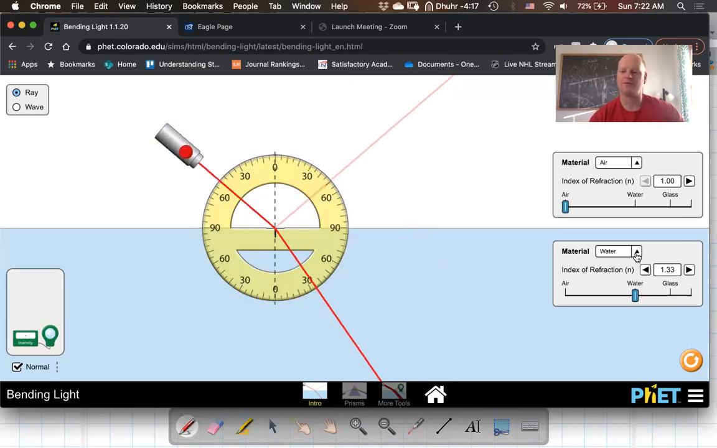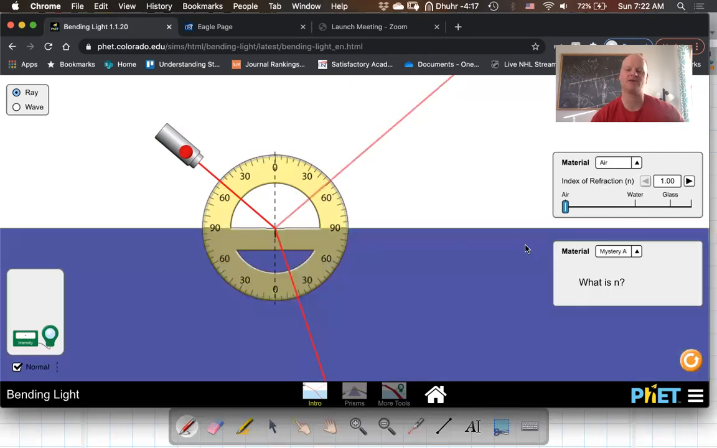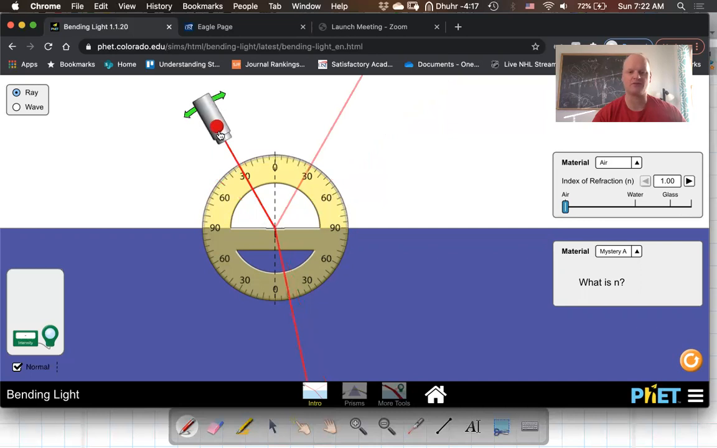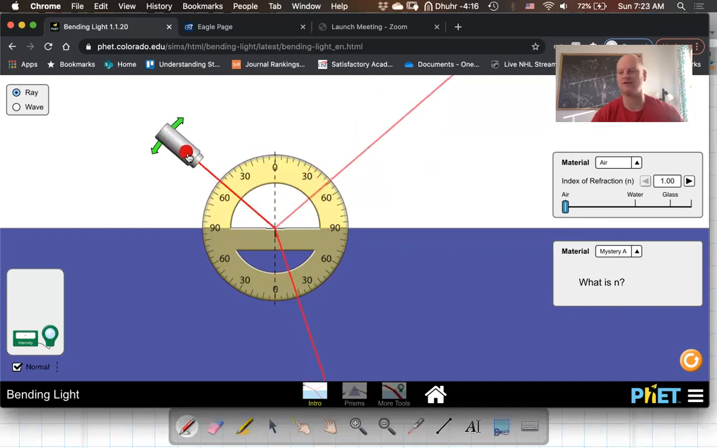So that's part A, or part 1. For part 2, or part B, we're now going to switch to mystery A. Now let's use mystery material number A. Here we don't know what the index of refraction is, so we're going to do the same thing. We start off at 30 degrees, measure the refracted angle, then 40 degrees, refracted angle, then 50 degrees, measure the refracted angle. From there, again use Snell's law across the boundary all 3 times, and calculate the index of refraction for each one. Take an average, and that is the index of refraction of mystery material A.